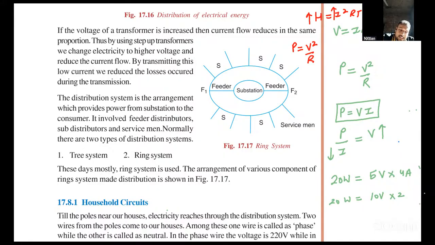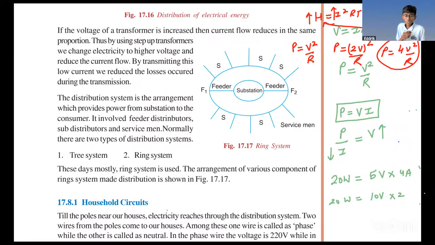Now in this case, if voltage is doubled, for example, P is equal to (2V) square by R. So P will become 4V square by R. Power becomes 4 times if I double the voltage. And if power becomes 4 times, then heat will also become 4 times. Sir, why can't we use V into I into T, VIT, for heat? Why are we not using VIT?